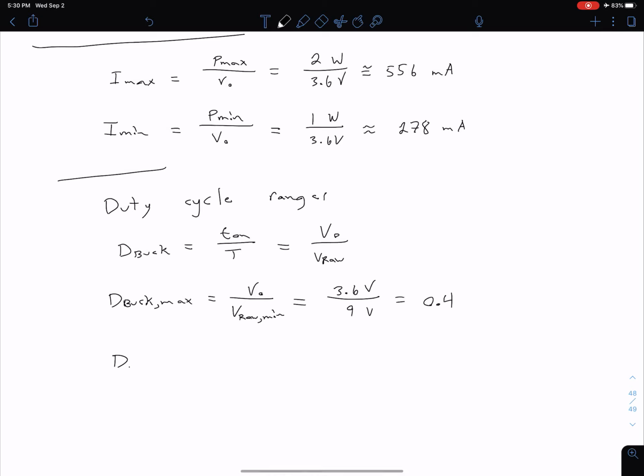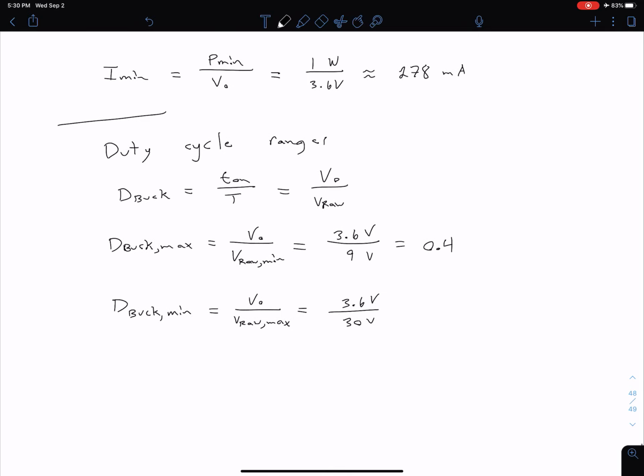Now our minimum duty cycle, D min, is going to correspond to when we have the maximum V raw. So these are those short voltage spikes getting up to 30 volts. So we have V raw max, so we have our output staying constant at 3.6 volts, and we have our 30 volt voltage spike in our system. So in this case, our duty cycle is 0.12, or it's on 12% of the time.